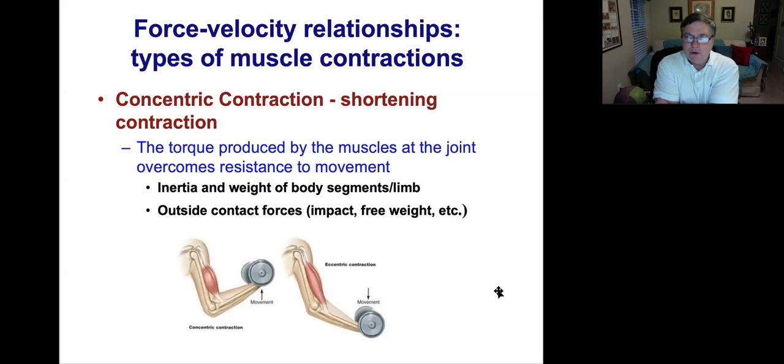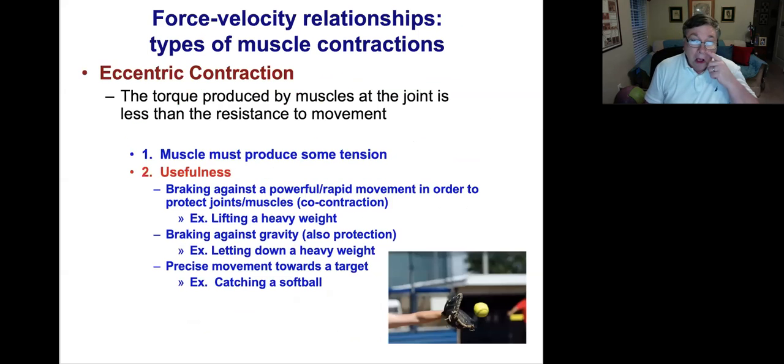Concentric contractions are shortening contractions, and we're overcoming weight or inertia or outside contact forces. Let's say that we hit a tennis ball or a baseball. Eccentric contractions have a lot of different uses as well.